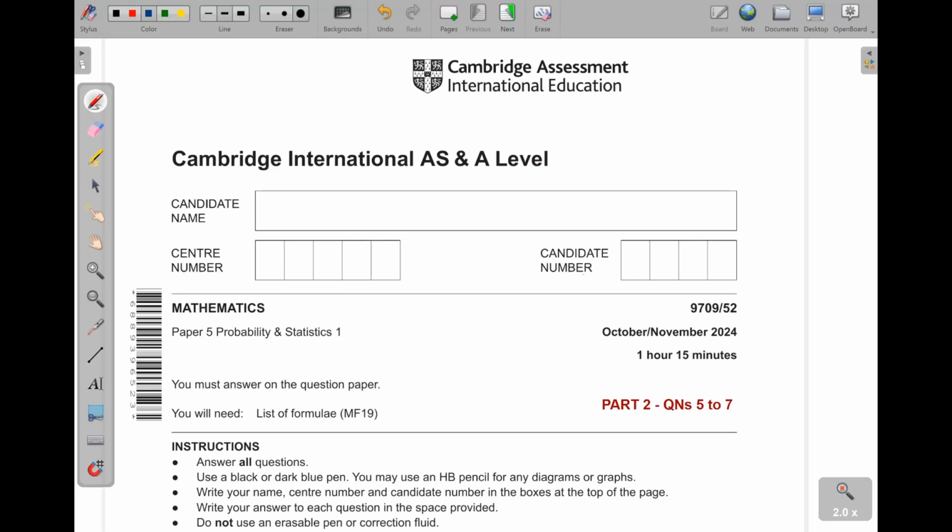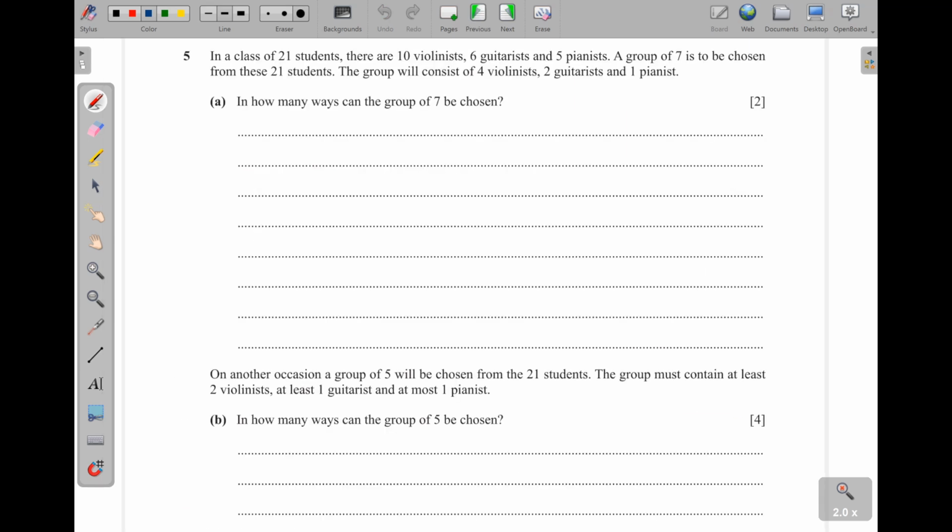This is Teacher Simon taking you through Cambridge International AS and A-Level Mathematics Paper 5-2 for October-November 2024, and this is part 2 for questions 5 to 7. Question 5 is coming from combinations.